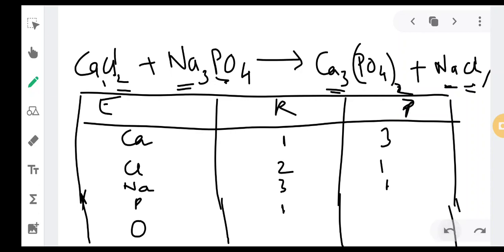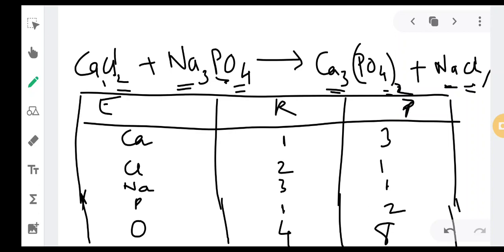oxygen. Okay, so generally there are 2 atoms of phosphorus, and how many atoms of oxygen are there? Over here the number of oxygen is 4, whereas over here the number of oxygen is 8, 4 into 2, 8. So the total number of oxygen is 4 on the left hand side and 8 on the right hand side.